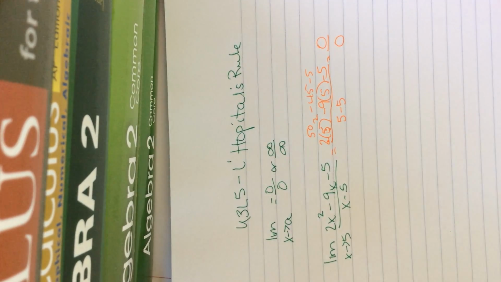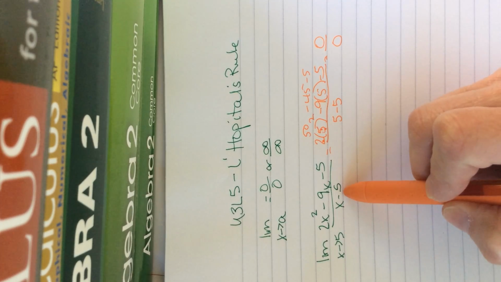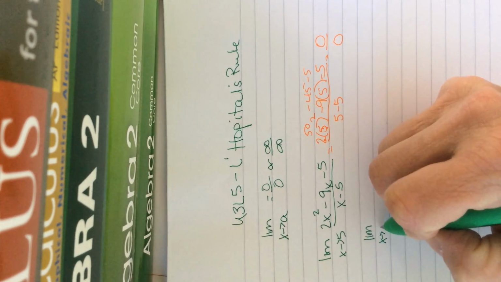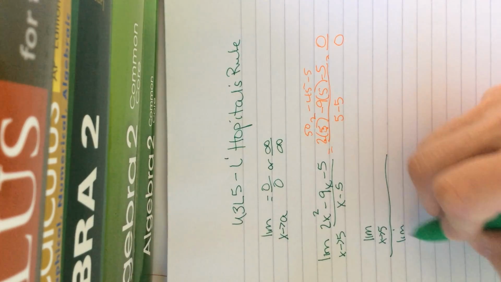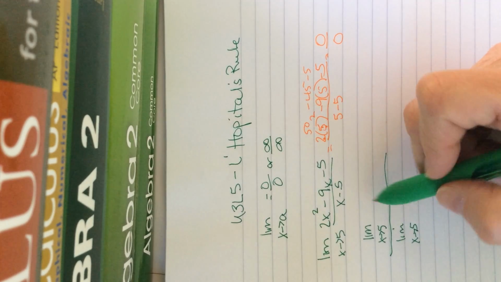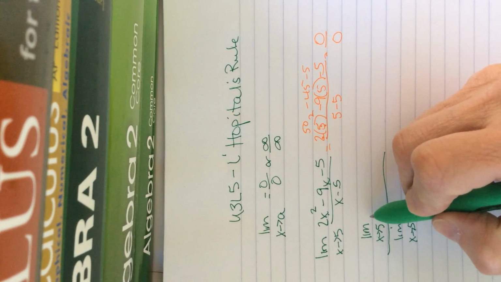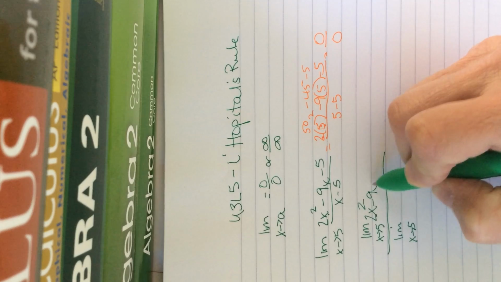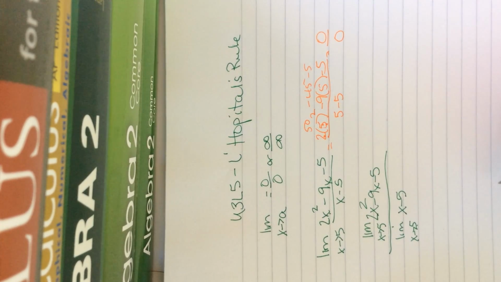L'Hopital's rule says that if you will find the derivative of the numerator and the derivative of the denominator and find the limit as x, in this case, approaches 5 of each, then when we substitute, we very well may just get our answer. So let's go ahead and find the derivative of the numerator. Well, let me show it. So the limit as x approaches 5 of 2x squared minus 9x minus 5. The limit of x minus 5 as x approaches 5.